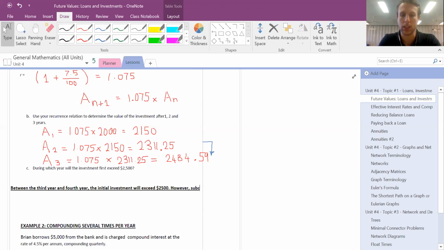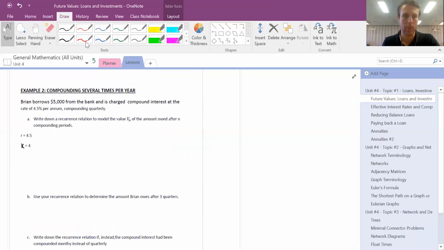However, since it compounds yearly, it won't exceed $2,500 until the fourth year, because we won't be able to get it out of the bank until it's actually gotten that interest, since we have to wait. Unless this is a special bank, or unless there is more compounding hiding behind the scenes that we don't know, it could increase to 2,500 after a couple of months. But seeing that we're going yearly, by the third year, not good enough. By the fourth year, we'll have plenty. It will have exceeded 2,500.